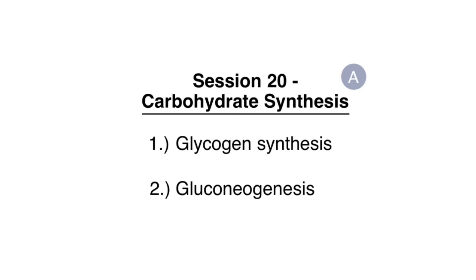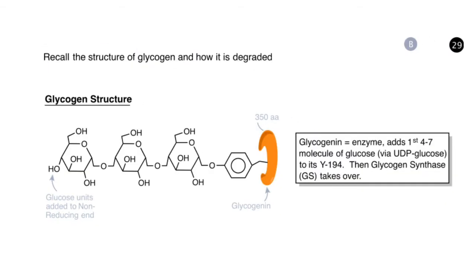When glucose levels drop, gluconeogenesis is the pathway that's activated. It takes non-carbohydrate precursors, converts them to glucose, and then secretes the glucose into the blood, ultimately to help maintain a constant glucose concentration. Looking at panel B, our first topic is the synthesis of glycogen.